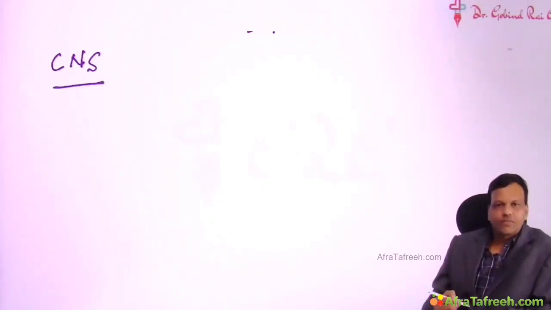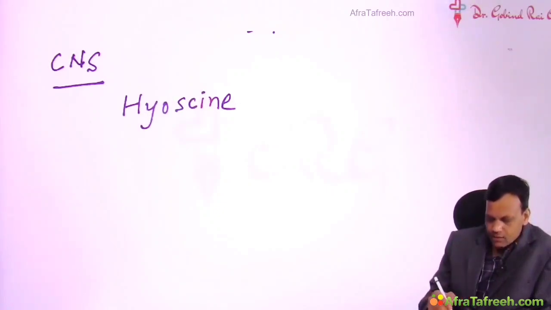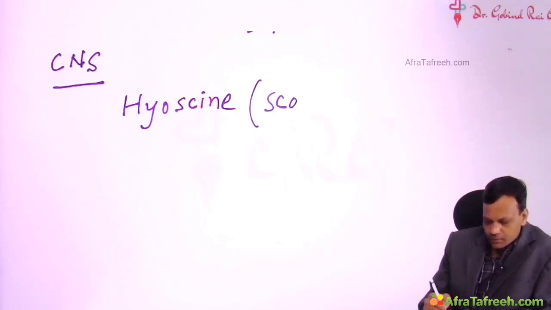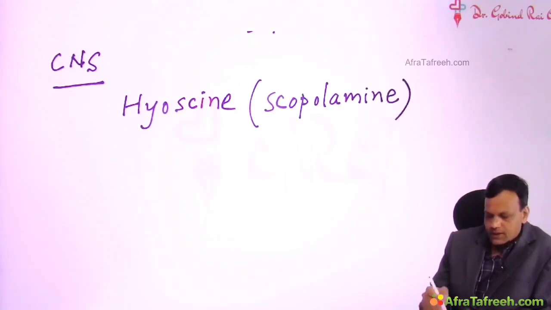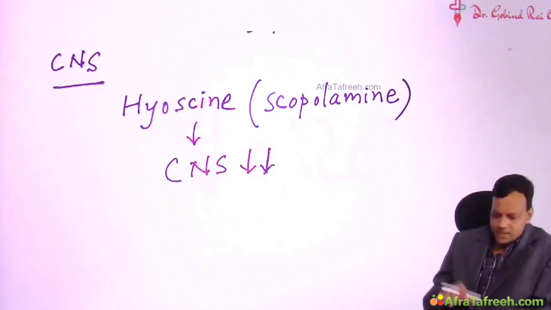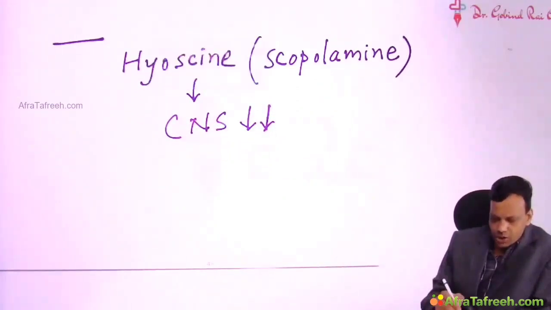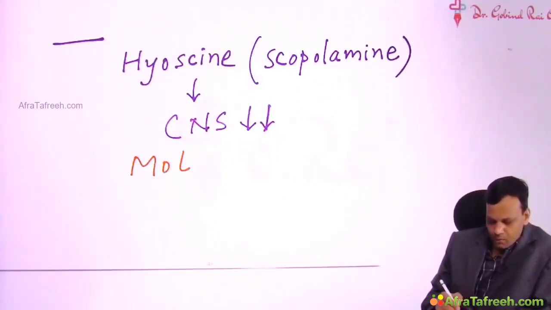Then the effect of anticholinergic drugs on the CNS. One particular drug is called hyoscine. The other name of this drug is scopolamine. It is a CNS depressant. Hyoscine is a CNS depressant. And this CNS depressant action of hyoscine we are utilizing in motion sickness.